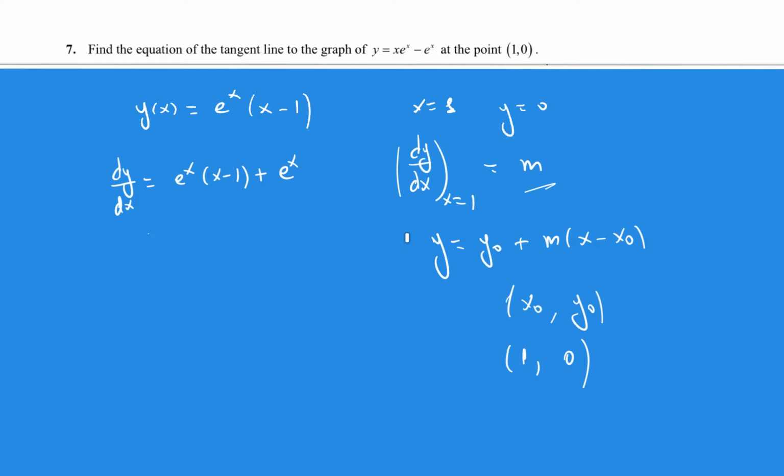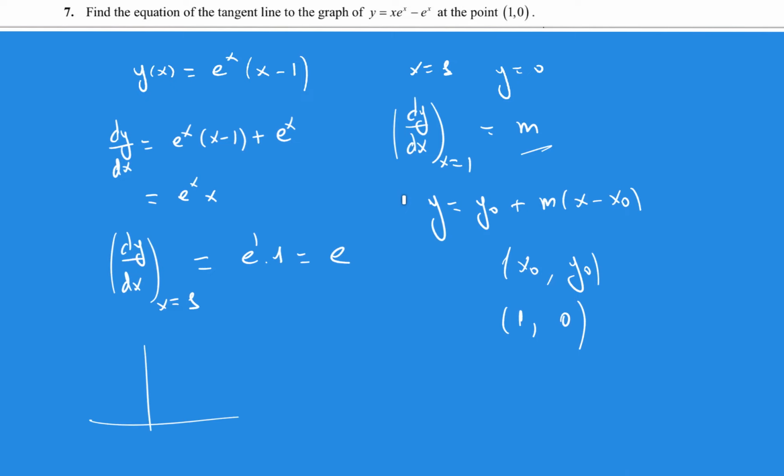So this will be e to the x multiplied by x minus e to the x plus e to the x, which will be 0. So the derivative of y with respect to x evaluated at the point x equal 1 will be e to the 1 by 1. So it will be e. This is the derivative.